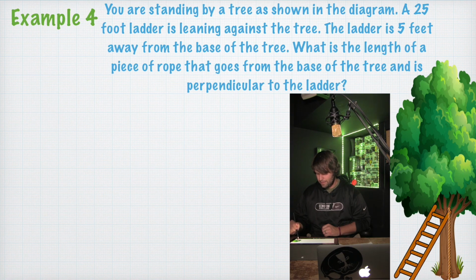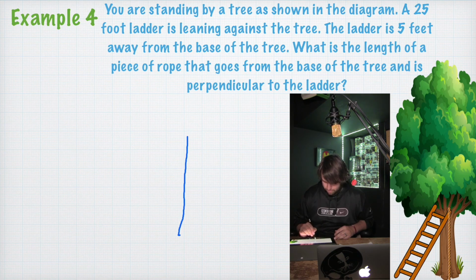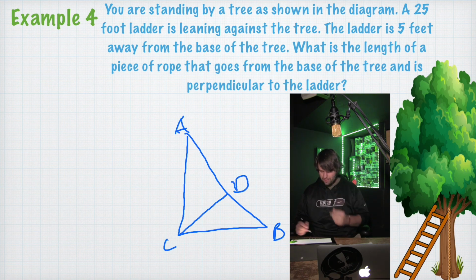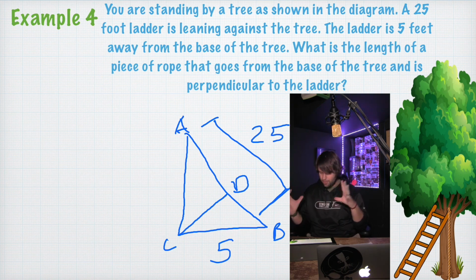That would connect these perpendicularly. So the first thing I want to do is let's go ahead and draw ourselves a triangle. And this would be A, B, and C, where this is also D. Okay, we know that the full length of A to B is 25 feet. We also know that this is 5. And from that, we're able to solve all the things we need to know.